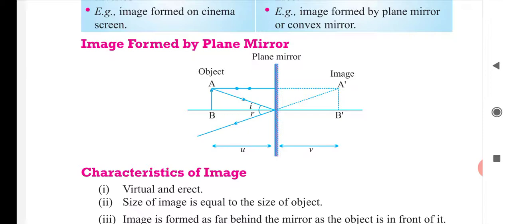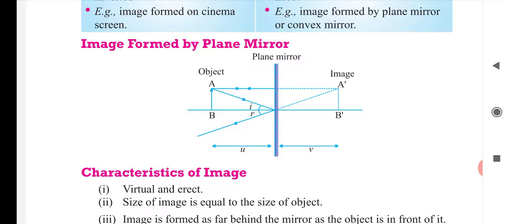I already told you the reflected rays appear to meet at one point. So as the rays are appearing to meet, it is always virtual. While explaining the difference, I said a virtual image is always erect. Erect means not upside down. See, the object is AB, it is erect, whereas the image A dash B dash is also erect. The image is not upside down. How the object is, the image is also the same. So that is why the first characteristic says it is always virtual and erect.